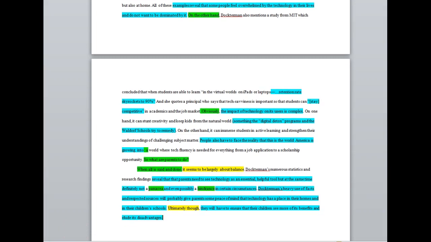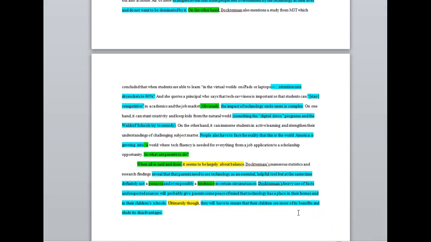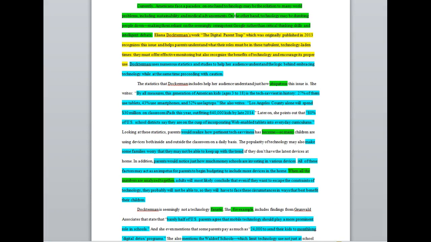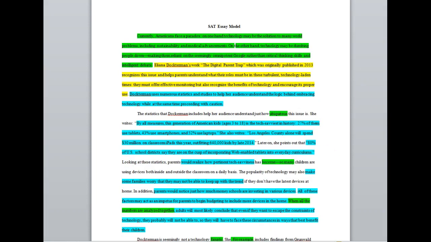So I hope you can see there how the template works. Remember that high-level language is good, but it definitely needs to be natural. And now I challenge you to write your own response to this particular article for practice.